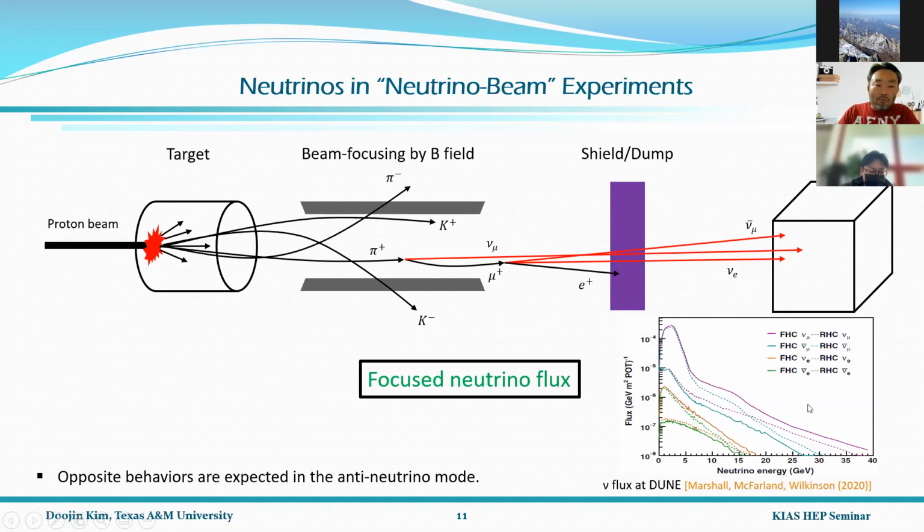These are the expected neutrino energy spectra at a DUNE-like experiment. Now you can see that the typical energy values of produced neutrinos are around 2 to 4 GeV, which is even larger than the typical energy scale of neutrinos at stopped pion neutrino experiments. Of course, in the antineutrino mode, the negatively charged mesons are converging, and the resulting behaviors are similar to those of the positively charged mesons in the neutrino mode.